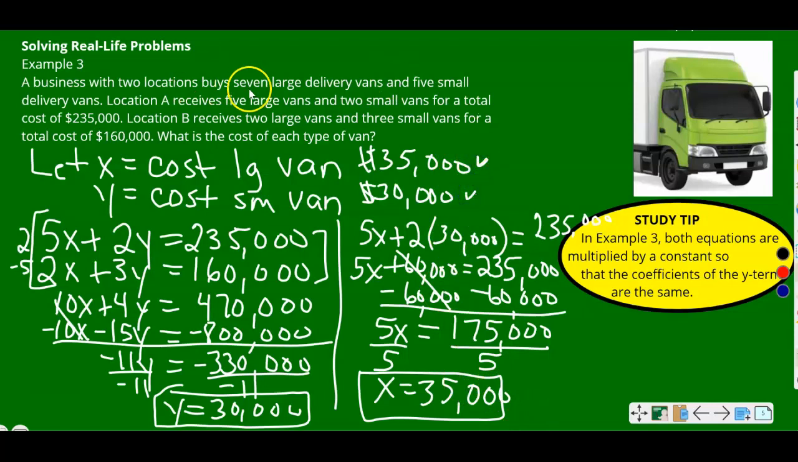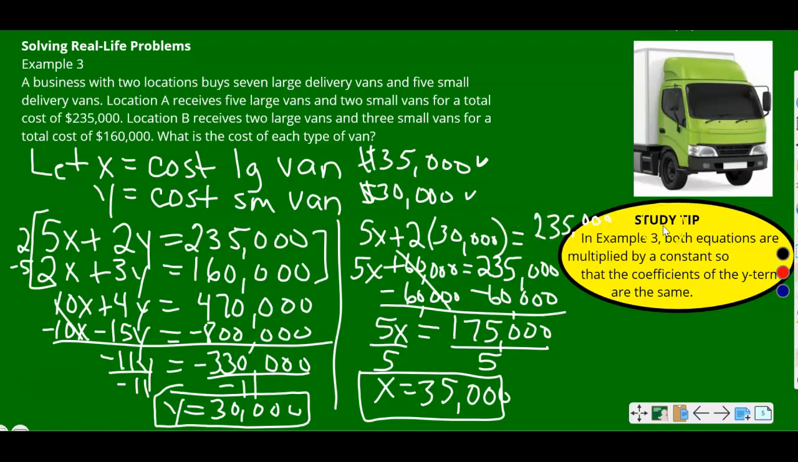So a business with 2 locations buys 7 large vans. 5 plus 2 is your 7 large vans. 5 small vans. 2 plus 3 is your 5 small vans. And each large van costs $35,000 and each small van costs $30,000.